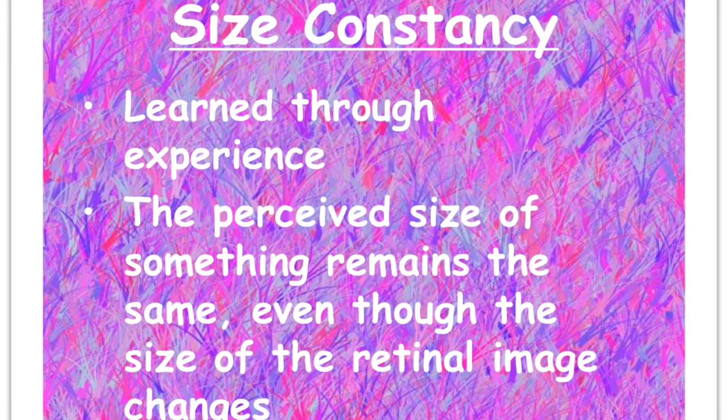Size constancy is pretty much learned through experience. The perceived size of something remains the same, even though the size of the retinal image changes. So if I am in the same room with you, and as I walk towards you, you don't think of me as getting bigger and then smaller as I walk away from you. You know approximately what size I am, and you just experience me as being closer or further away. You take this for granted and think, all right, no big deal.